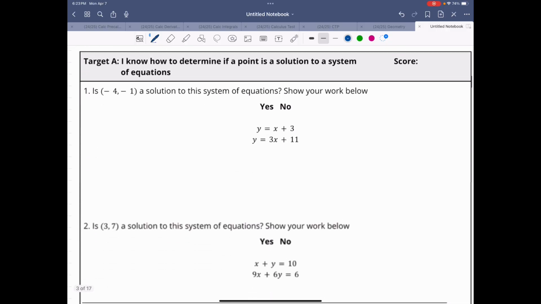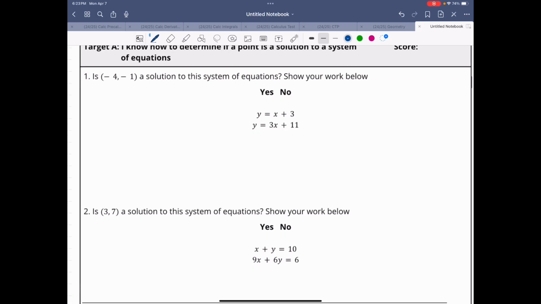So when we are given the problem in number 1, where it says, is this point, -4 and -1, a solution to the system of equations, show your work below, what we're going to do is take this x-coordinate and this y-coordinate, and plug them in to each equation. So where it says y equals x plus 3, instead of writing y, you're going to write -1. And where you see x, you're going to write -4. And we're going to simplify on both sides of the equal sign.